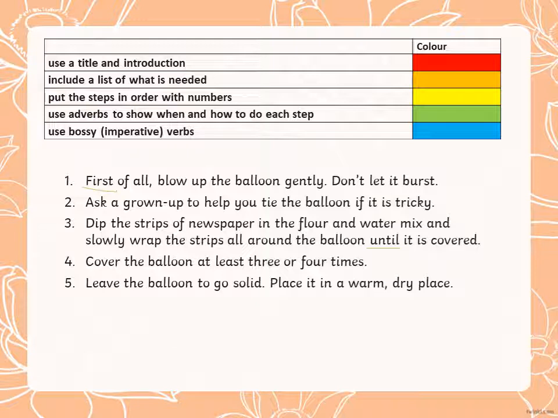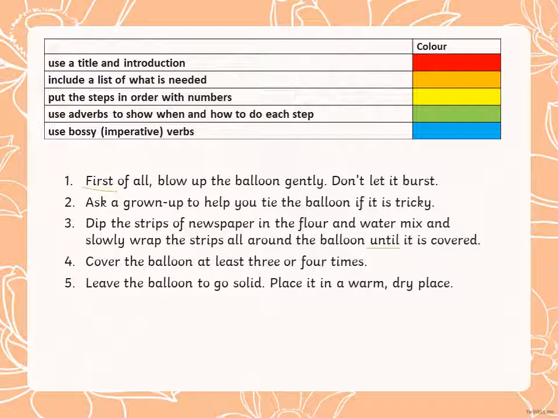So here we are. Right, I've underlined 2 words in green. I've underlined first, and I've underlined until, because these are adverbs that show you when to do something. So first, that's telling you when, and until it is covered. Wrap the strips all around the balloon until it is covered. But I was looking for one more, an adverb that shows you how or when to do each step.